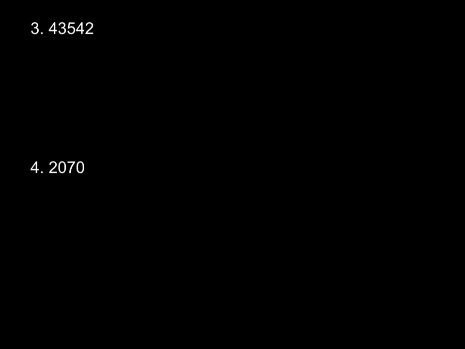Okay, the next number we have is 43,542. So again, let's go through our divisibility tests. Is the ones digit even? Yep, it's a 2, so it is even. The sum of the digits is divisible by 3. So let's add them up. 4 plus 3 plus 5 plus 4 plus 2.